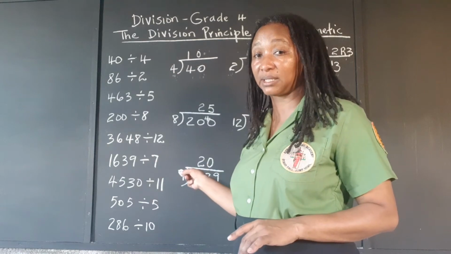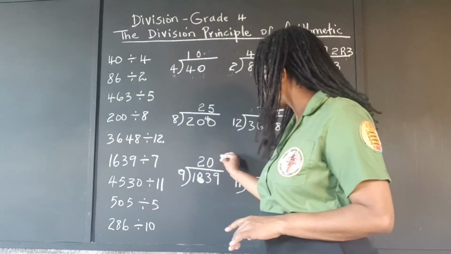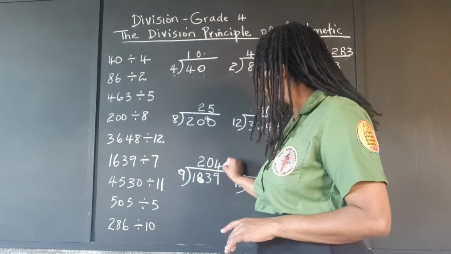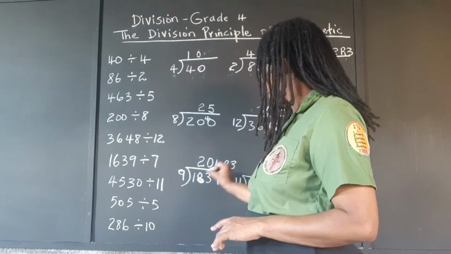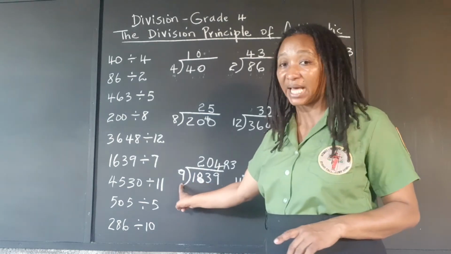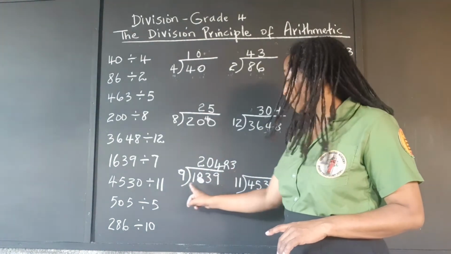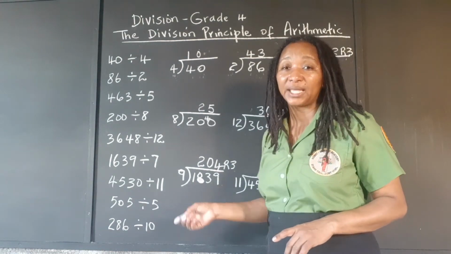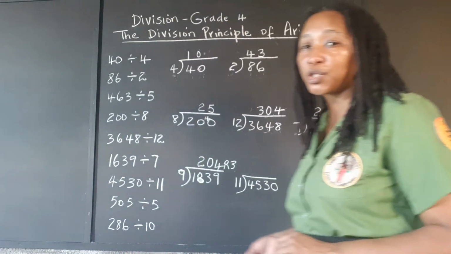Absolutely important. Then we say 9 into 39. 9 times 4 are 36, so it goes 4 times, and we have a remainder of 3. If we multiply 204 times 9 and then add 3, we should get back 1,839. That will tell us if we are correct. 2 to go.